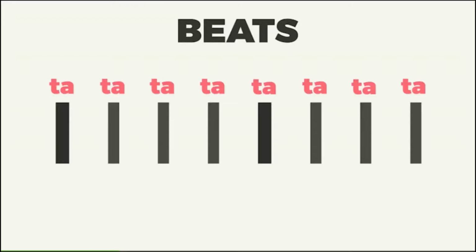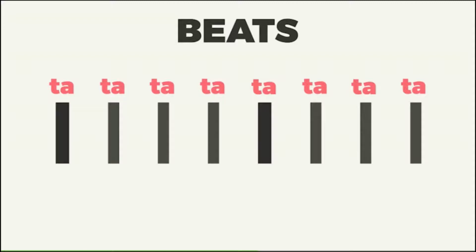We'll say the sound ta over and over with a nice even rhythm. Ready, and ta, ta, ta, ta, ta, ta, ta, ta. And when you're playing music, it's very useful to be aware of the beat. It helps you lock in and play right in time.